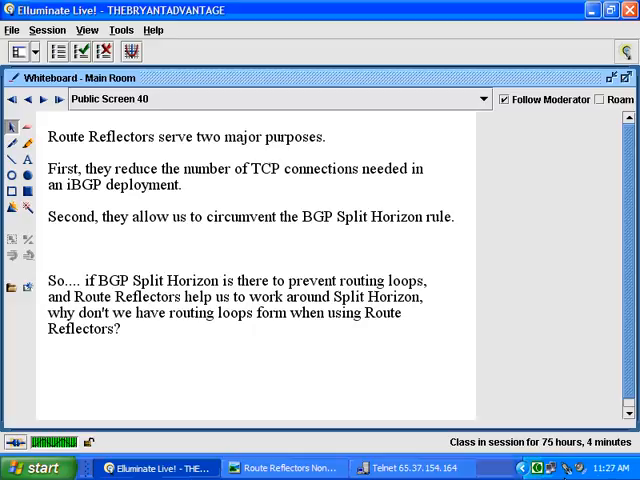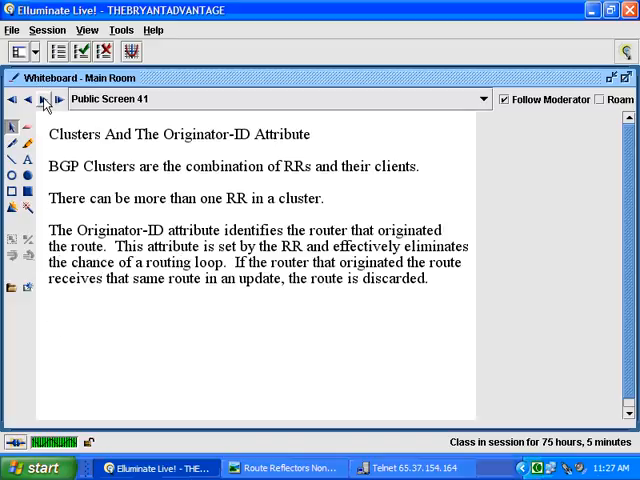And as I mentioned a couple times, one answer always leads to another question. We're always digging in this class. We're always going a little further. So, if BGP split horizon is there to prevent routing loops, and route reflectors help us to work around split horizon, why don't we have routing loops for them when we're using route reflectors? How about that? Why don't we have loops? Because of clusters and the originator ID attribute.